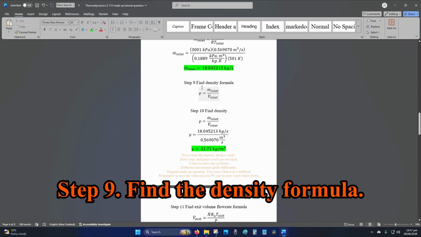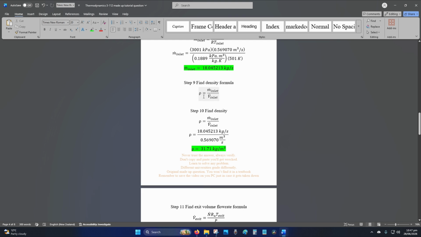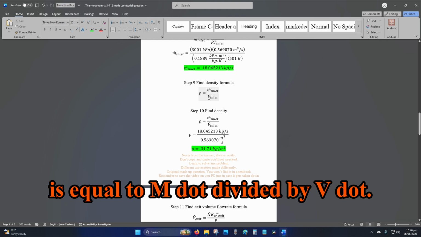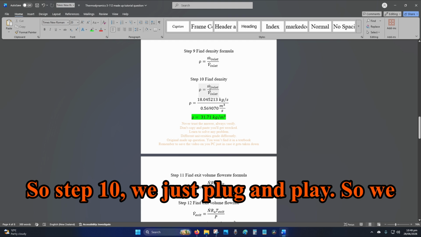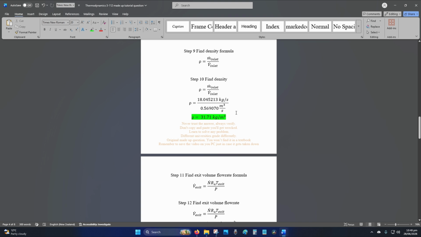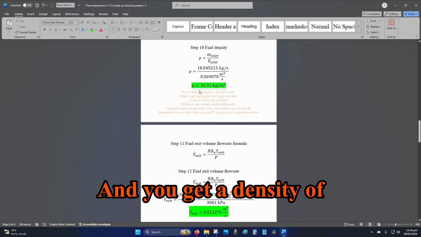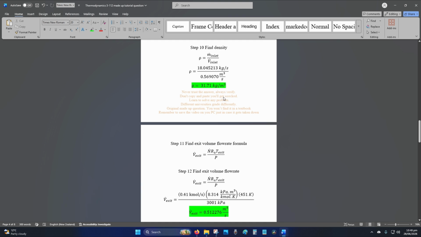Step 9, find the density formula. The symbol is the Greek symbol rho, which is equal to m dot divided by V dot. So step 10, we just plug and play. We worked out these two values previously, and you get a density of 31.71 kilograms per meter cubed.